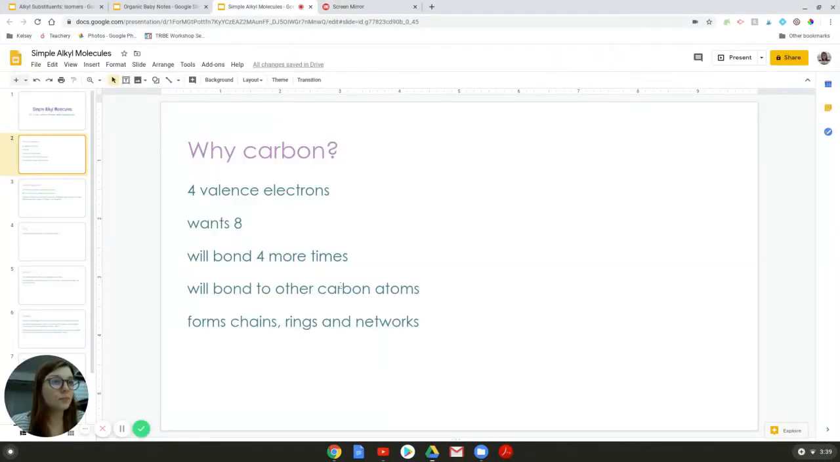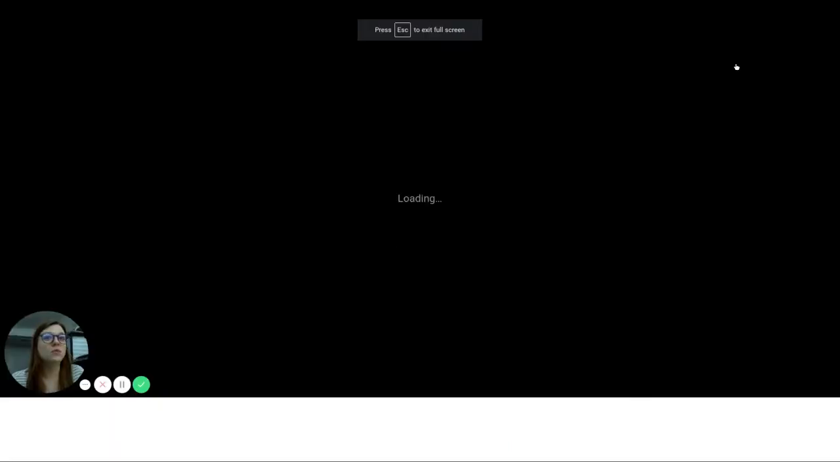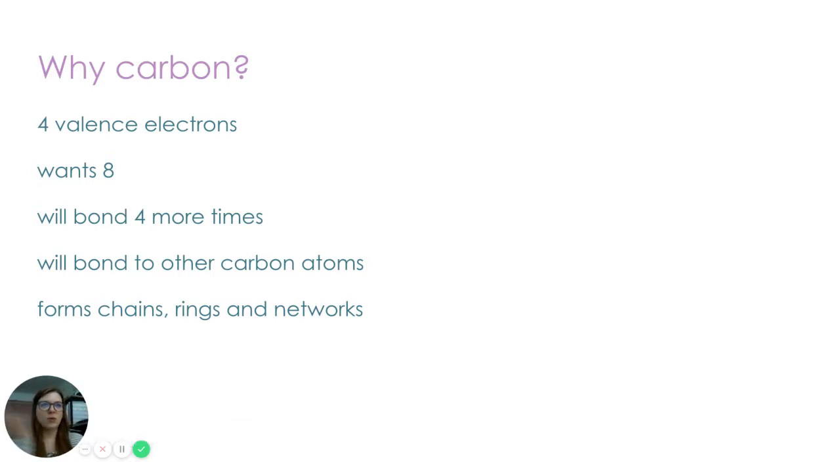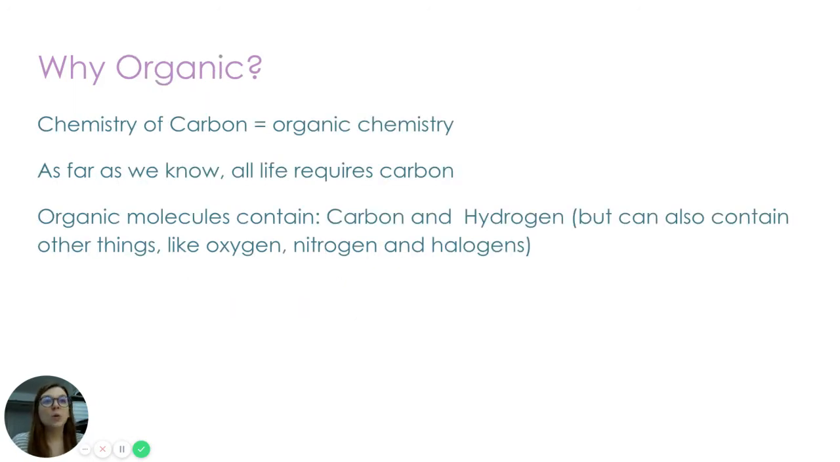Now, we can also form rings where they literally form a ring. And then we also have networks, which is where they almost start making honeycomb shapes, and they sort of make sheets. Sometimes those sheets will wrap around and create a sphere. It gets very crazy. So the chemistry of carbon is called organic chemistry.